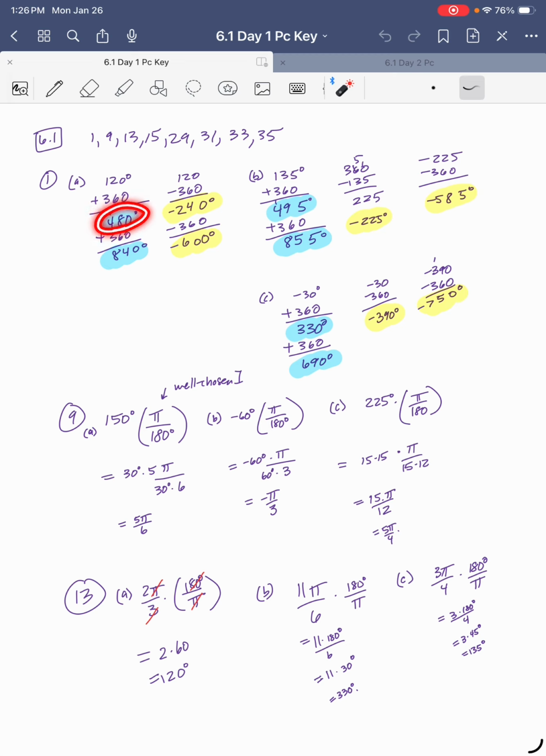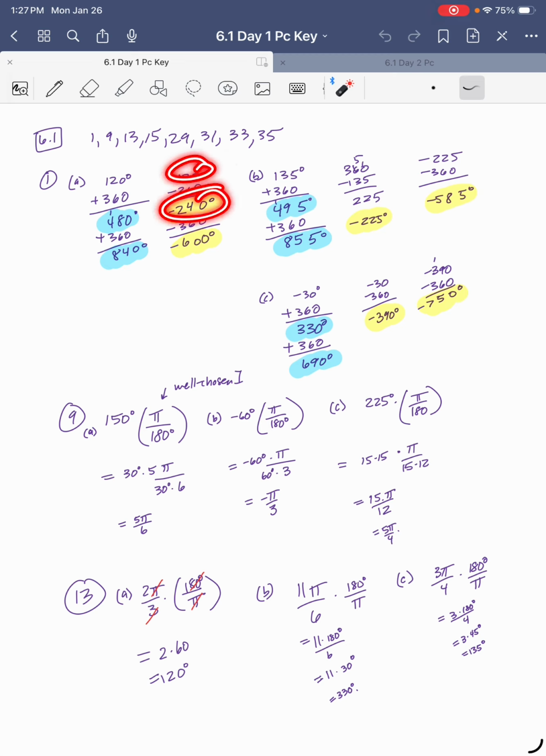So that is coterminal to the original. If you add another 360, you get 840, which is also coterminal to the original because you've added a second wasted revolution. So these three are all coterminal. If you wanted to start off with 120 and subtract 360, you take away a wasted revolution and get to negative 240.